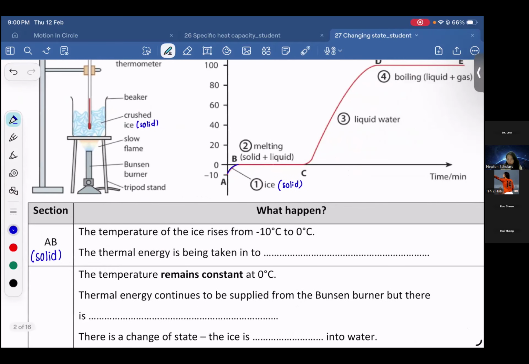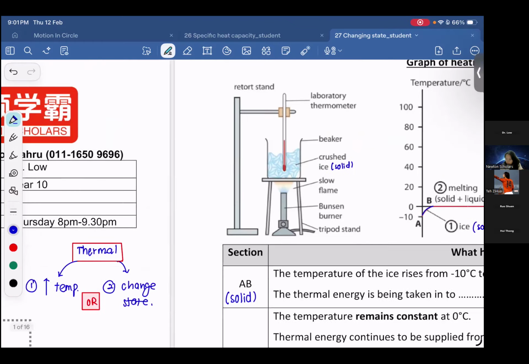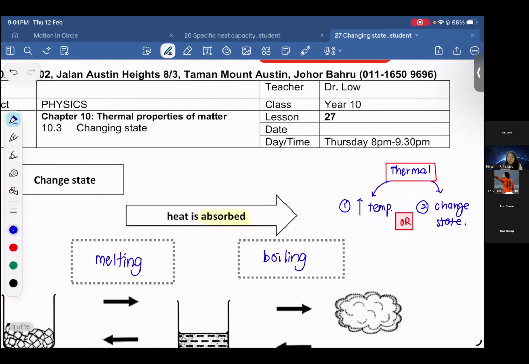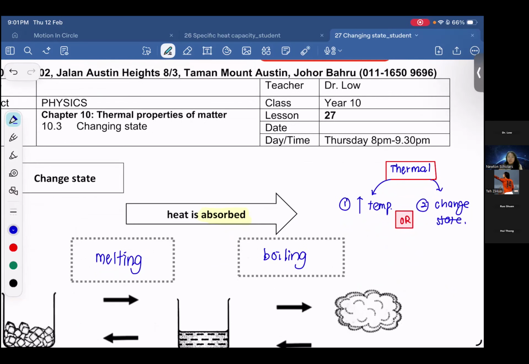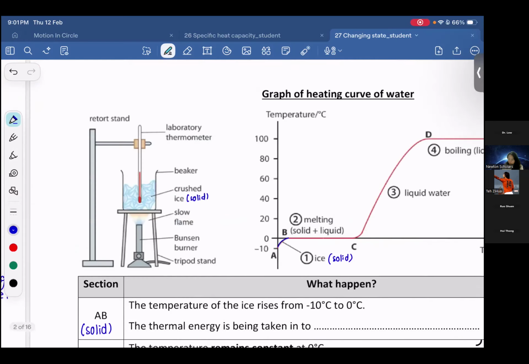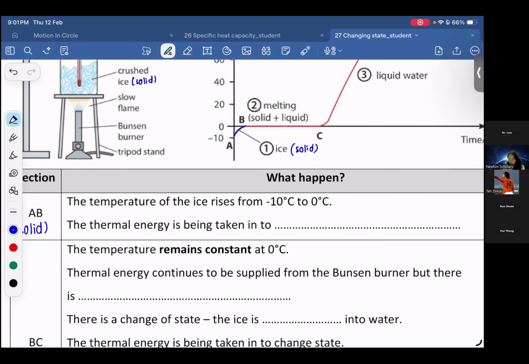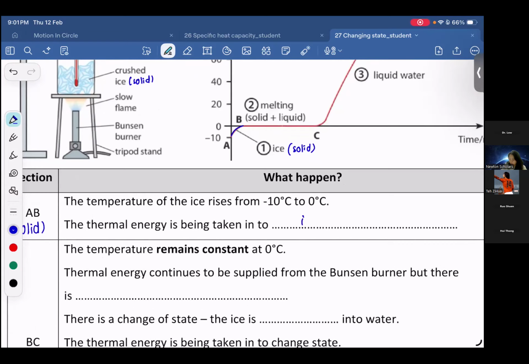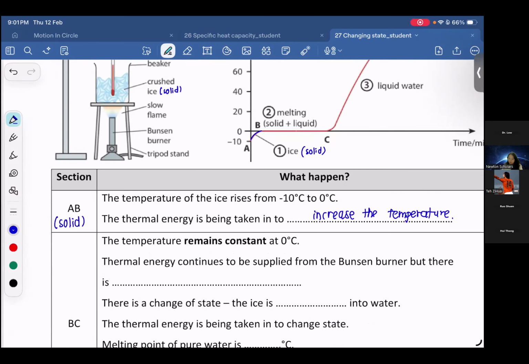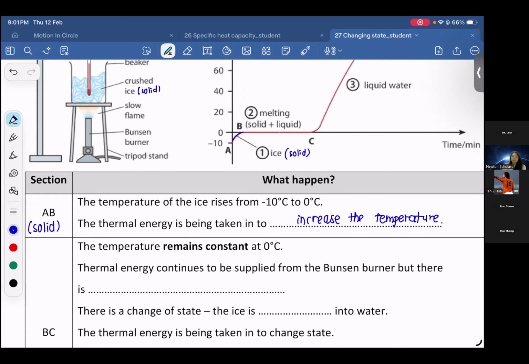So we look at this, we supply the heat, the temperature rises from -10 to 0. Thermal energy is taken, used to do what? Just now I told you we have two jobs: increase the temperature or change the state. So here we absorb the energy to increase the temperature, until 0 degrees Celsius.